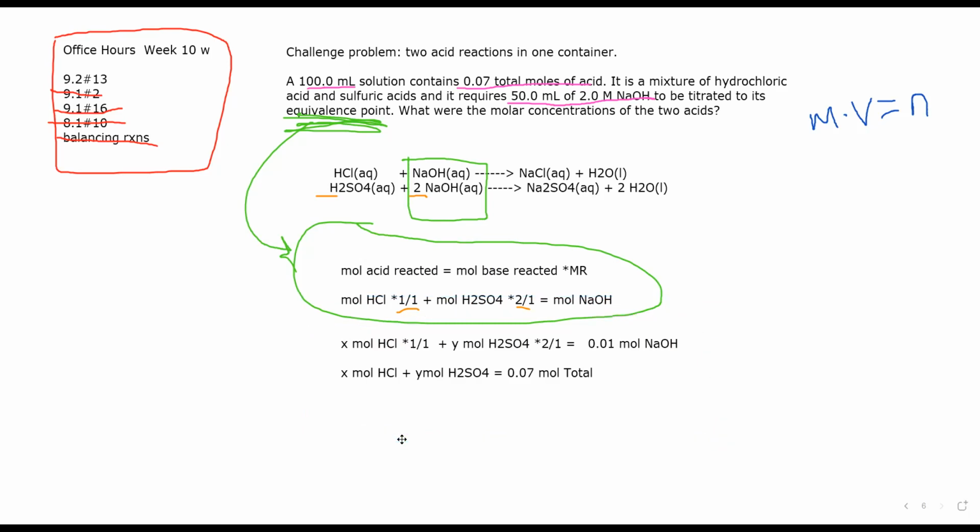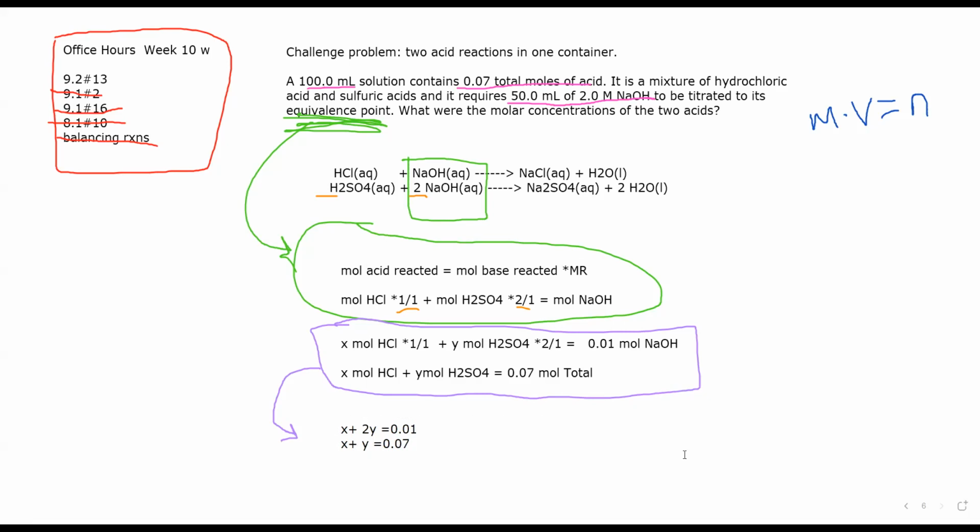So two equations, two unknowns. How do we solve? I'm going to start by just rewriting this into a purely mathematical way. We've done our unit analysis. We've got everything correct. We're going to have x plus 2y is equal to 0.01, forgetting all the units, just keeping the important parts. And then we're going to have x plus y is equal to 0.07.